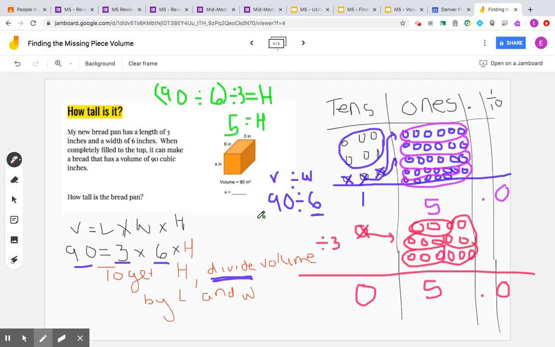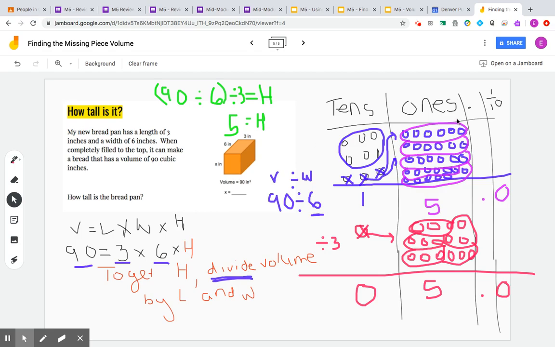Now you can watch the other video in the slideshow to show standard algorithm division, where I multiplied 3 times 6 first to get 18 and then divided 90 by 18. Either method works perfectly. You just have to keep track of your numbers, and sometimes it is super hard when you have multiple things you have to divide by, but you just have to keep them straight.